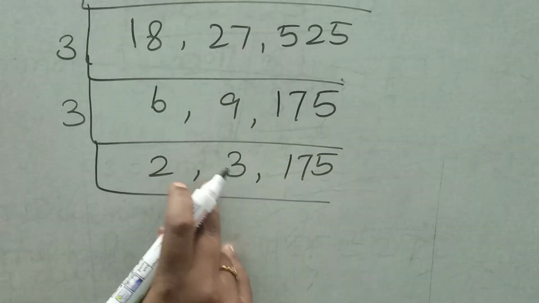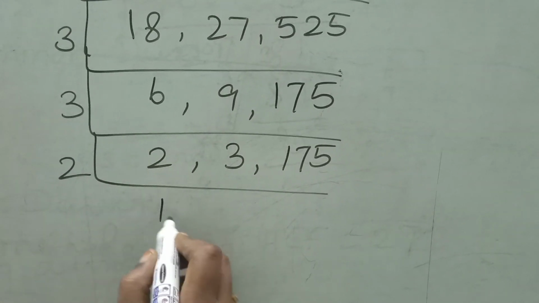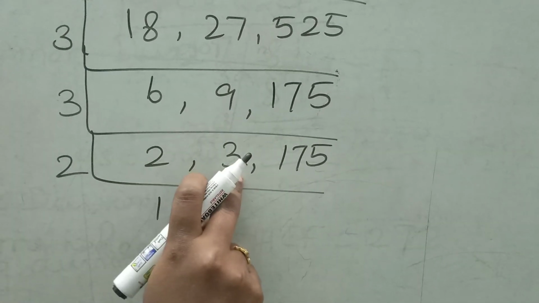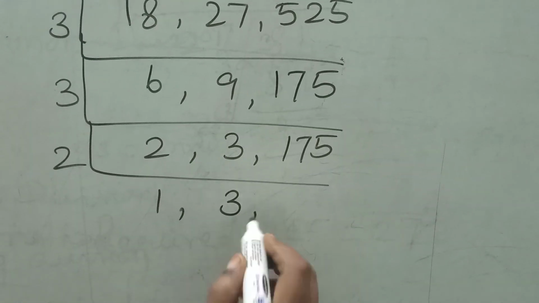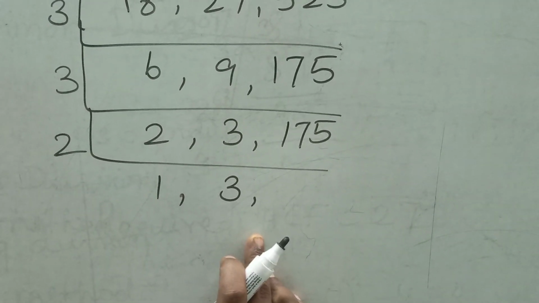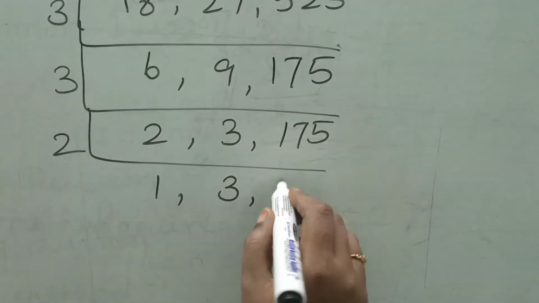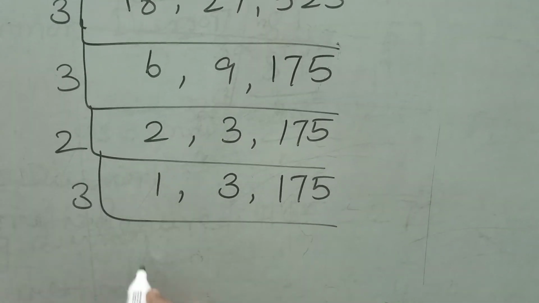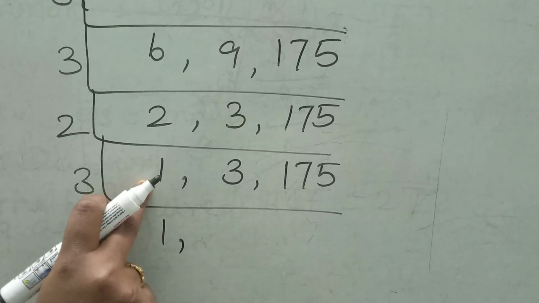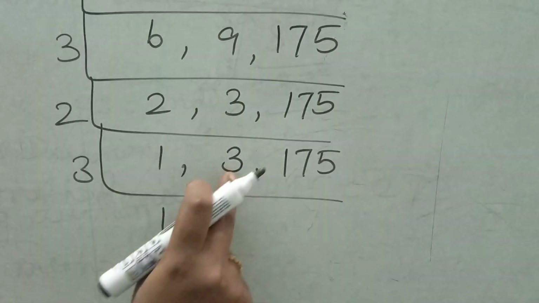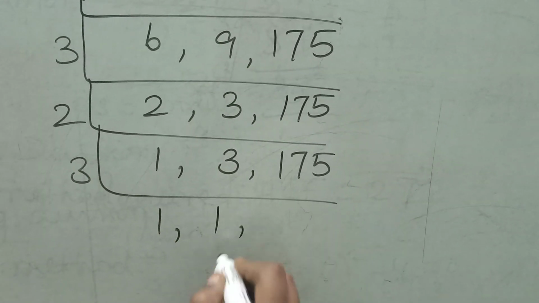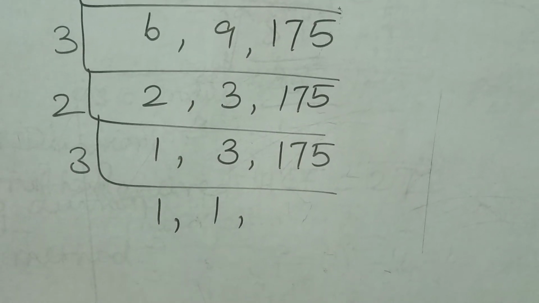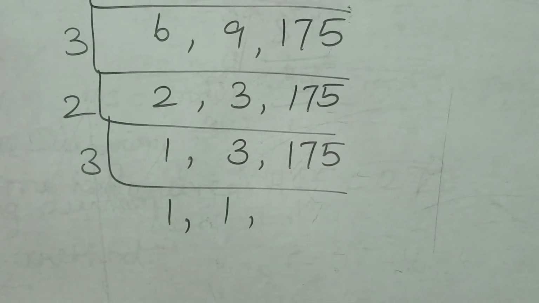Next divide these numbers by 2. It will give 2 divided by 2 is 1. 3 is not divisible by 2. Therefore write as it is. 175 is not divisible by 2. Write as it is. Next divide the numbers by 3. 1 is not divisible by 3. Write 1 as it is. 3 is divisible by 3, 1 time. Next 175 is not divisible by 3.